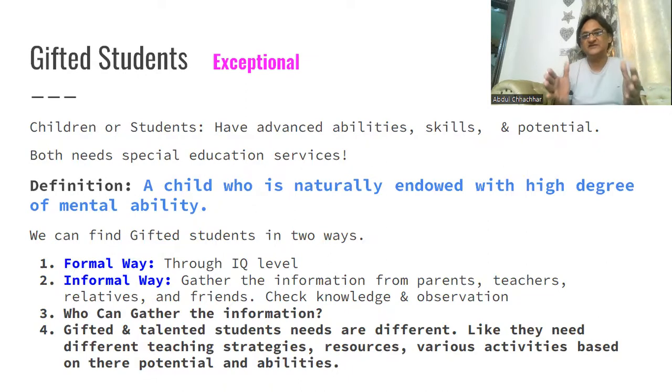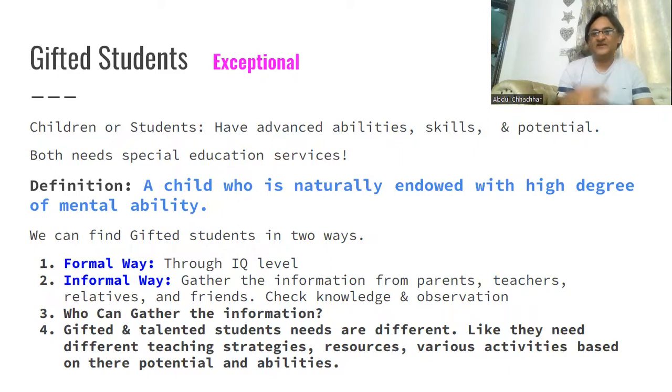But in general terms, they have two different ways. One is the formal way, another one is the informal way. So the formal way means to test their IQ level. So how are you going to test the IQ level for the gifted students? Through a standardized test or assessment.